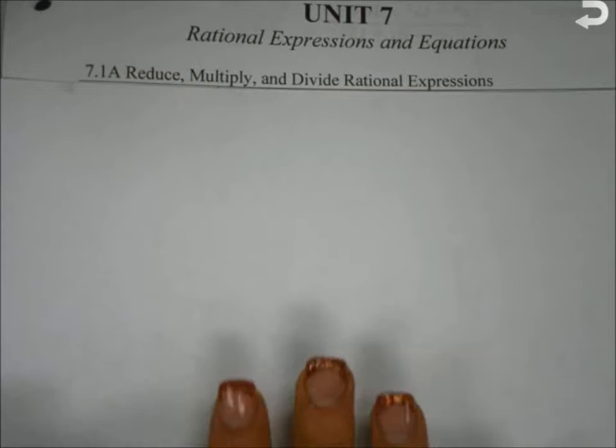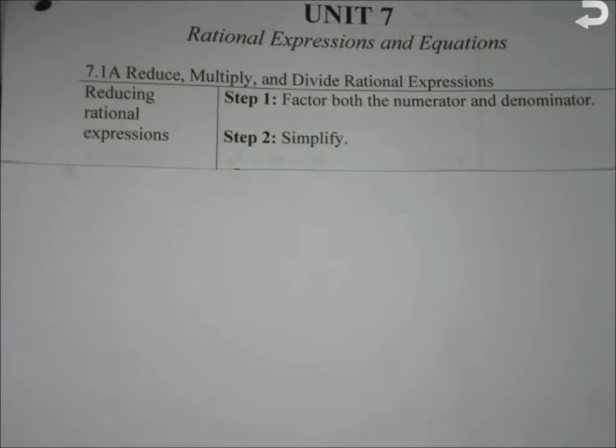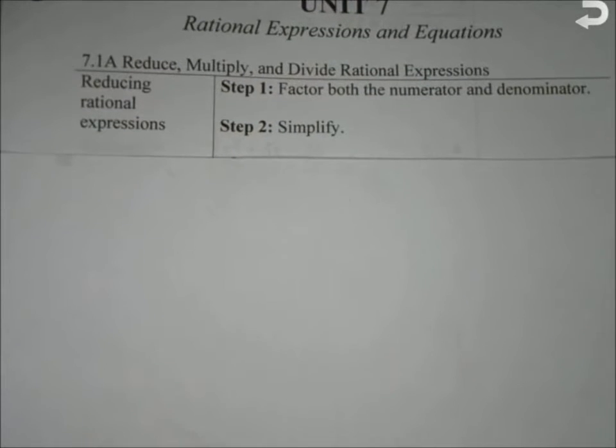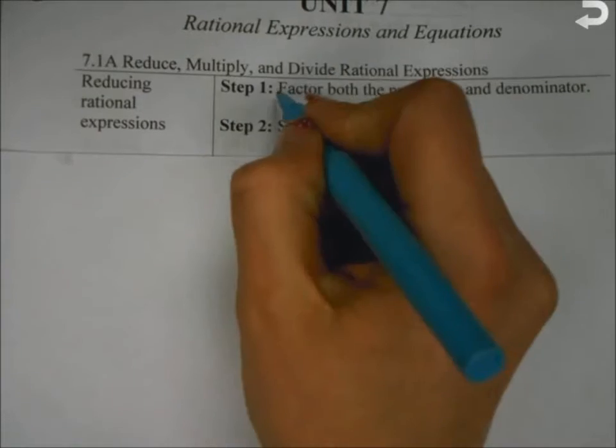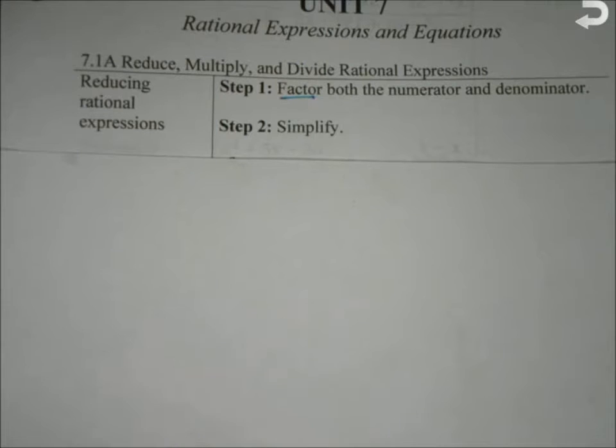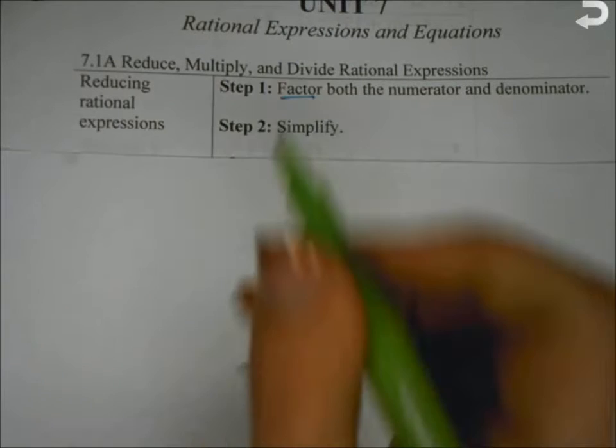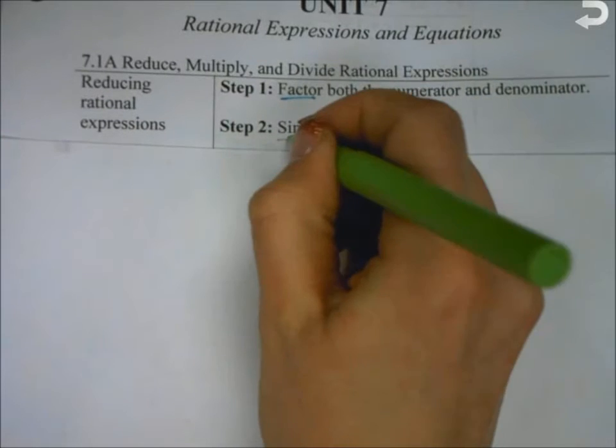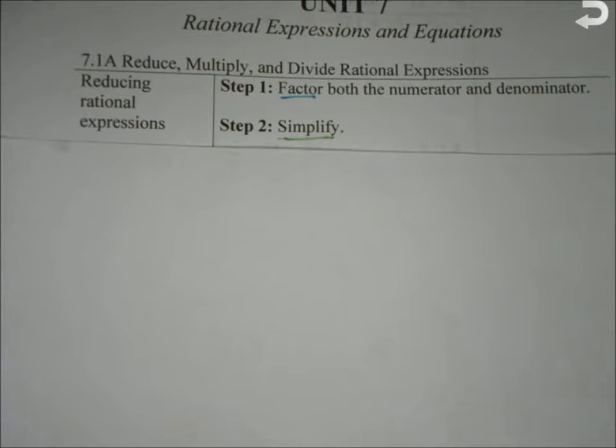So the first thing we're going to do is reduce the rational expressions. To reduce, step 1, we factor both the numerator and the denominator. So we factor everything all the way. And then step 2, we simplify by canceling whatever cancels out. And remember, if something is in the numerator and it's in the denominator, that's when it cancels.